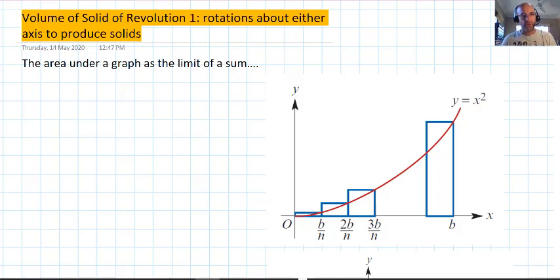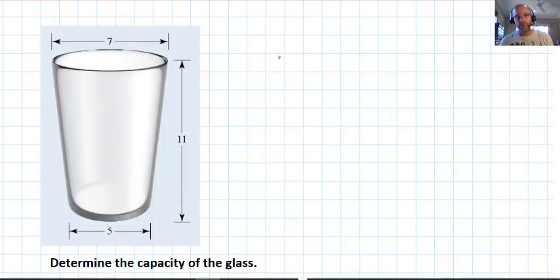This first video on volume of solids of revolution, we're talking about some background information, linking it to the calculus that you already know, and we're looking at rotations about either the x or y axis to produce solids. So what if we had to determine the volume of this glass here, and we only know these measurements?